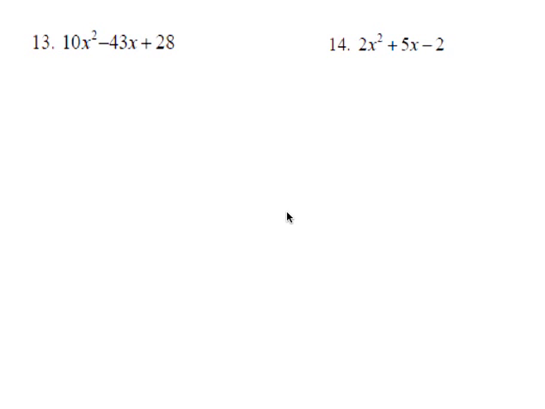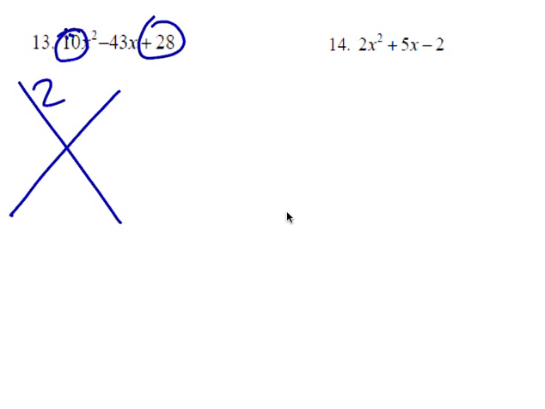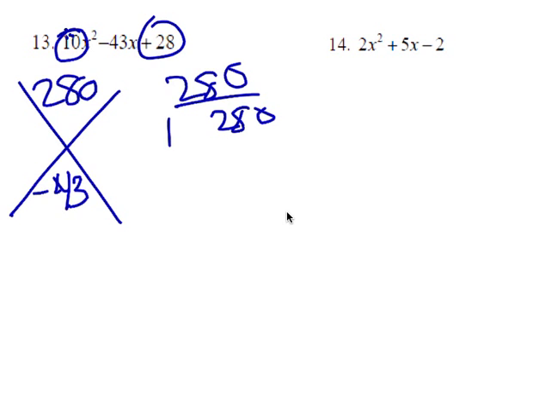So for number 13, we're going to multiply 10 times 28 is 280. And then here we get a negative 43. So let's say you have a huge number like this and you have no idea if things are going to add. So what I do is I just start working my way down. Well, I know I have 1 and 280. So then I can take 280 divided by 2, and I get 2 and 140. Then I can take 280 divided by 3. Oh, that's a decimal, so that doesn't work.